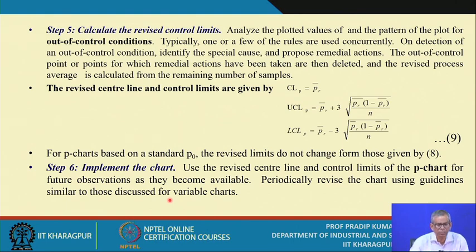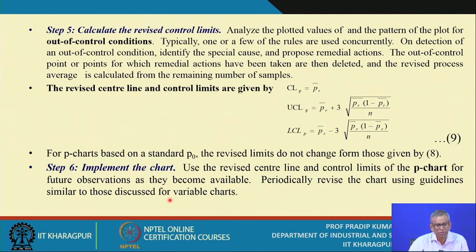Next we go to step 5. Calculate the revised control limits. What you try to do first, you calculate the control limits. These are basically the preliminary control limits, and then you draw the control chart. Suppose you are dealing with some 25 sample points. These sample points are plotted. Is it okay? And then you analyze the plotted values and the pattern of the plot for the out of control condition. Typically, one or a few of the rules are used concurrently.